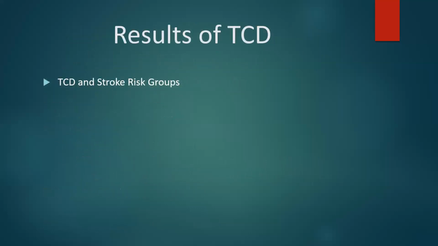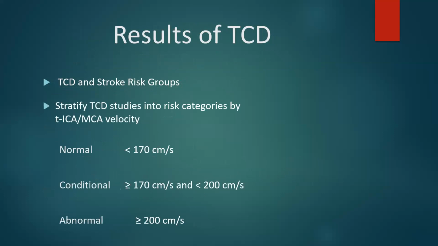To pick up risks in patients who are prone to stroke, we do the transcranial Doppler scan. When the velocity is more than 200 centimeters per second, then we should be worried, as the patient has a risk of developing a stroke.